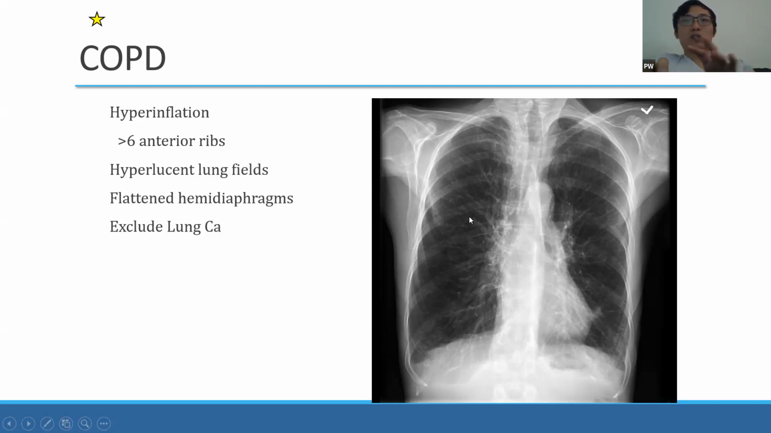You can get some hyperlucent lung fields. So you're not really going to be able to tell. I don't think you as an F1 or a final year will say, oh, these look like hyperlucent lung fields. It's just they've got very large lung fields and they've got a bit of a flattened hemidiaphragm, well, it's just as a mechanism of their very expanded lungs. And what you want to do with COPD, because they've smoked for so long, you want to check to see if they've got any coin lesions, see if they've got any sort of malignancy, and have a very low index of suspicion for that.